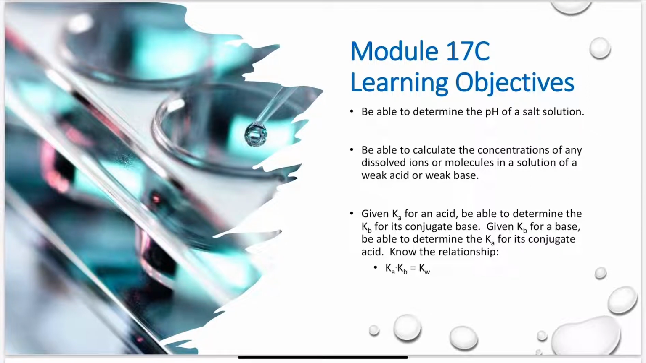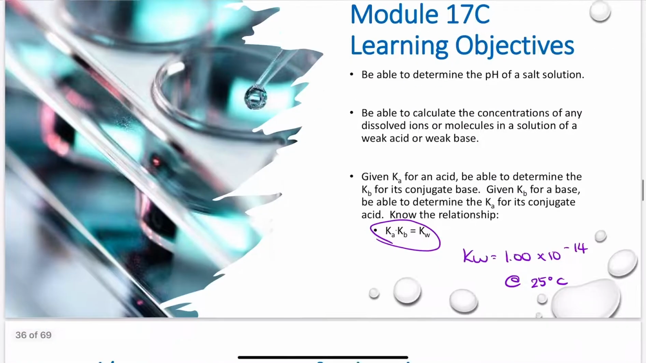You should be able to calculate the concentrations of any dissolved ions or molecules in a solution of a weak acid or a weak base. If you're given the Ka for an acid, you should be able to tell me the Kb for its conjugate base. If you're given Kb for a base, be able to tell me Ka for its acid. You absolutely need to know this relationship. The value of Ka times the value of Kb is equal to Kw. And remember, Kw is 1.00 times 10 to the negative 14 if we are at 25 degrees C. And unless otherwise specified, we assume we are at 25 degrees C.